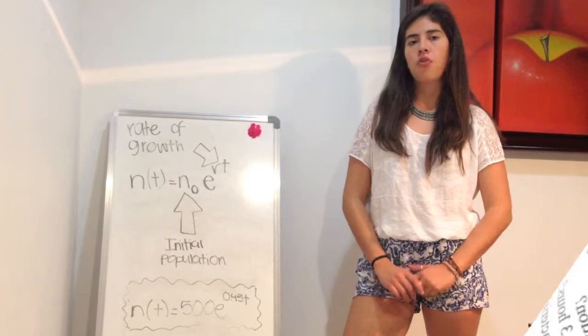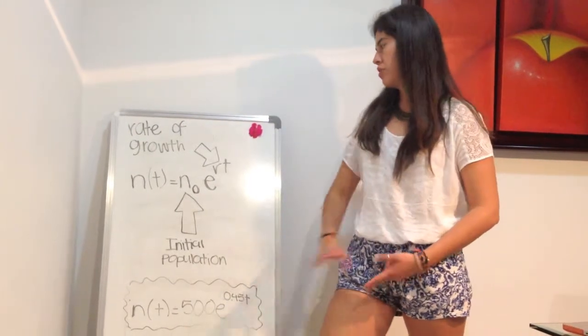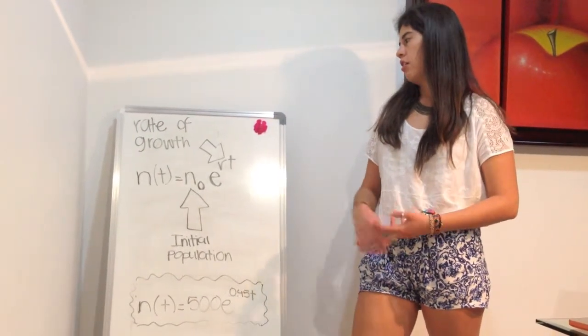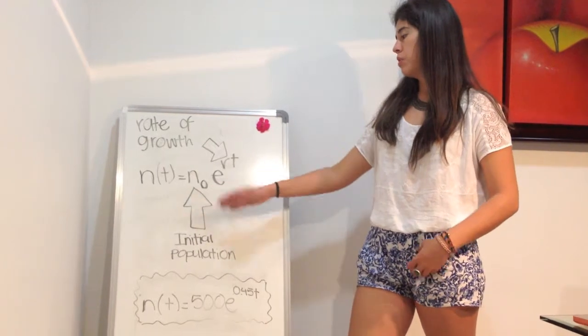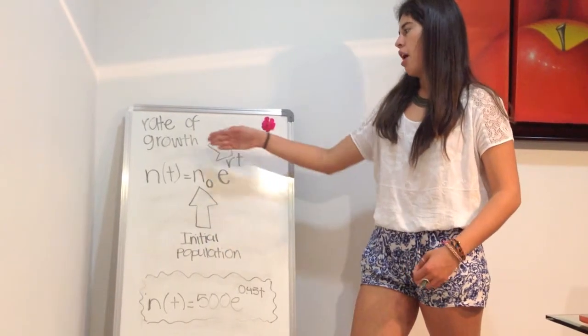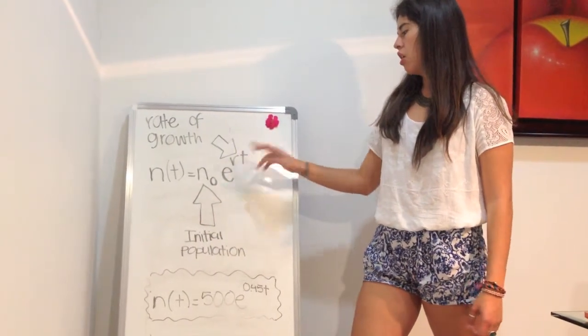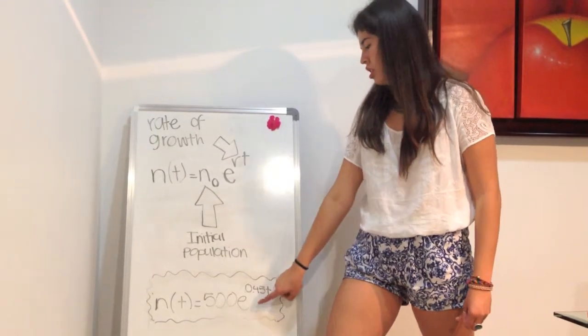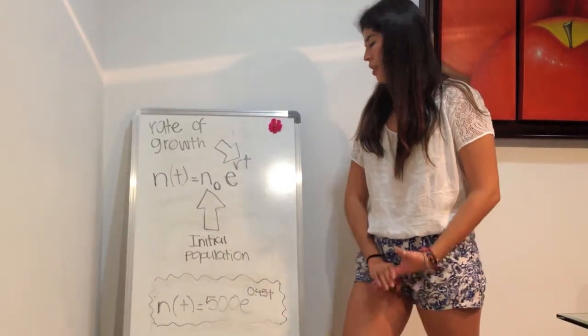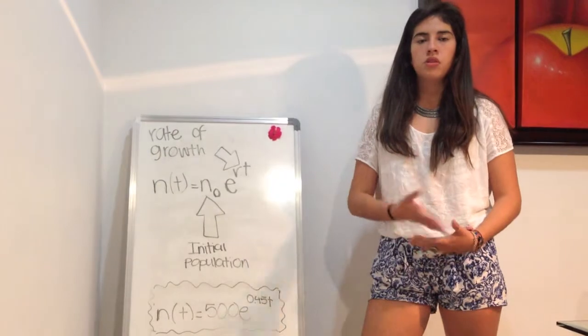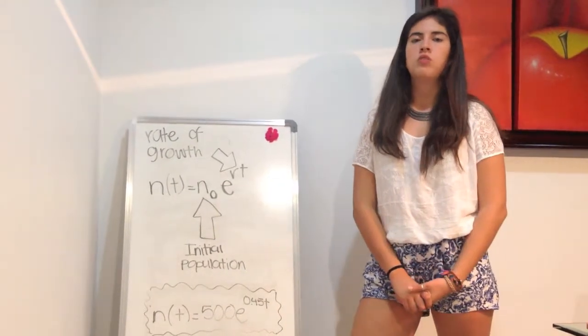The initial population of our function is 500. As we said in the last formula, N sub 0 is the initial population, and the rate of growth is r. In this case, r is 0.45. And to make it a percentage, we multiply it times 100.